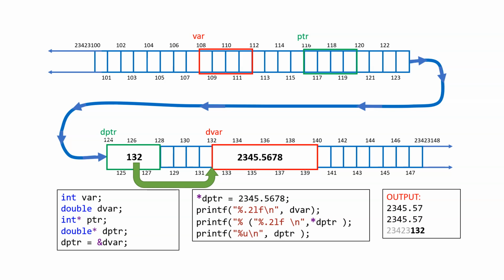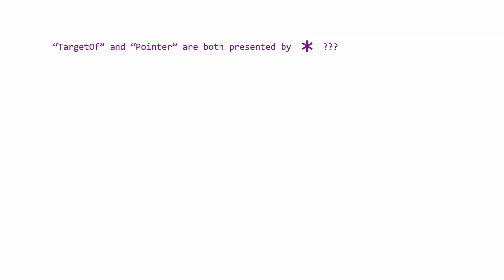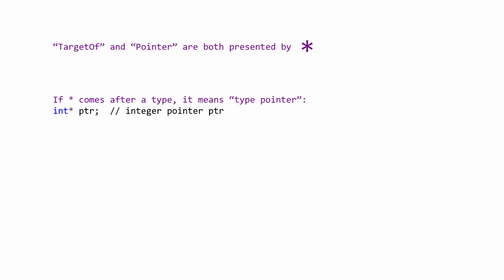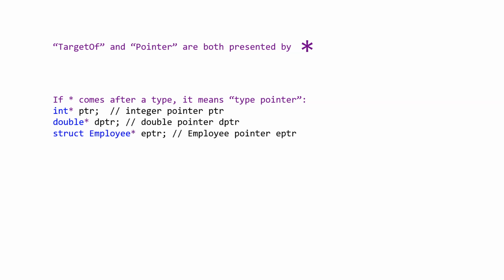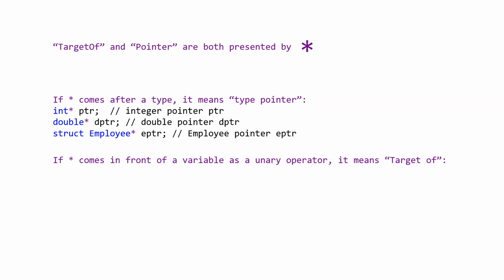So in writing, this is what I wrote. Target of and pointer are both represented by asterisk. If it comes after a type, it means type pointer. Like integer pointer, double pointer. Because it was C, I had to write struct, but in our case, it's employee pointer. If it comes in front of a variable as a unary operator, it means target of.